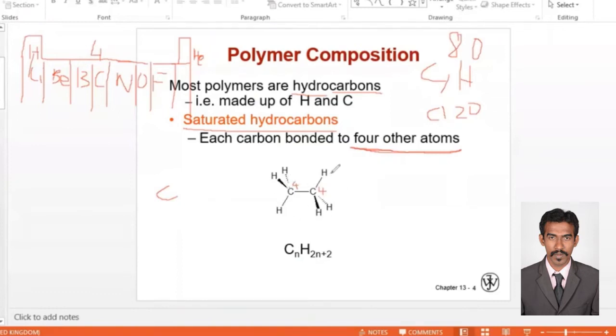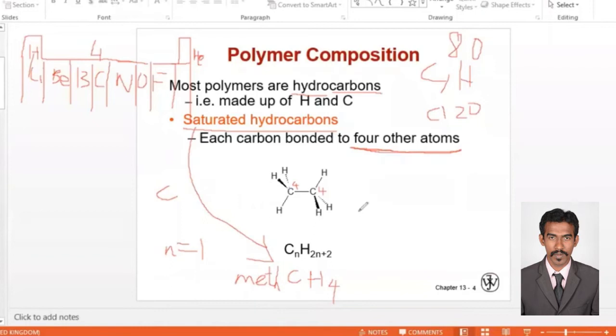Saturated hydrocarbons are given by the formula CnH2n+2. For example, put n equal to 1. That is 1 C, and H is 2 into 1 plus 2, which is 4. That gives CH4, which is known as methane.